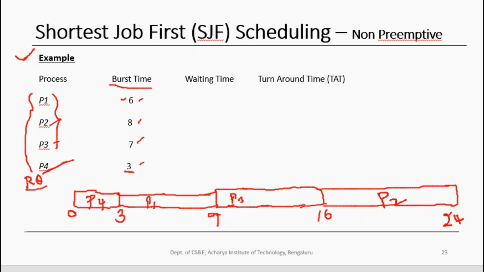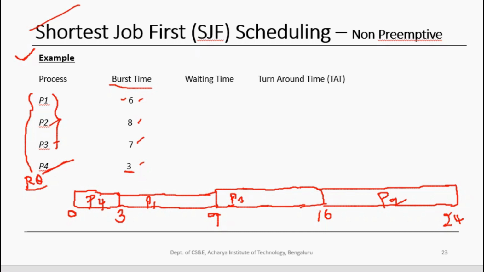This is how the scheduling happens in case of shortest job first scheduling. It is a non-preemptive scheduling. So that means once the CPU is given to a process, until the process completes its CPU burst, the process is not taken out of the CPU. So that's a non-preemptive scheduling approach.